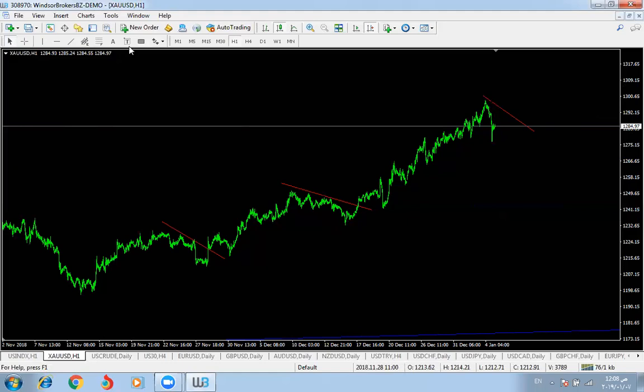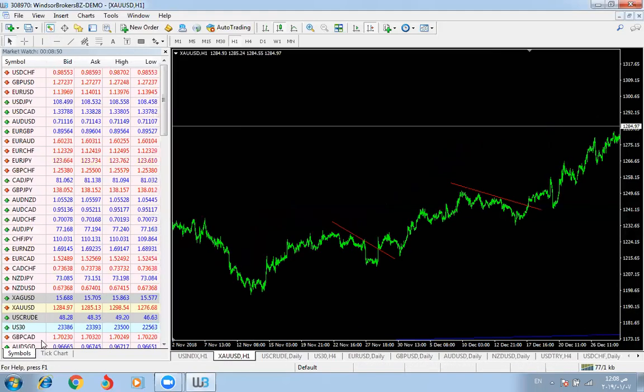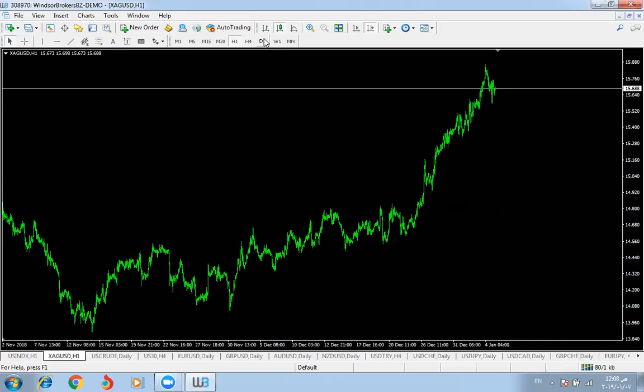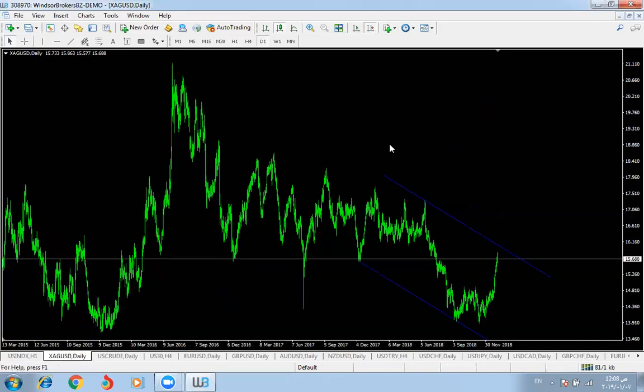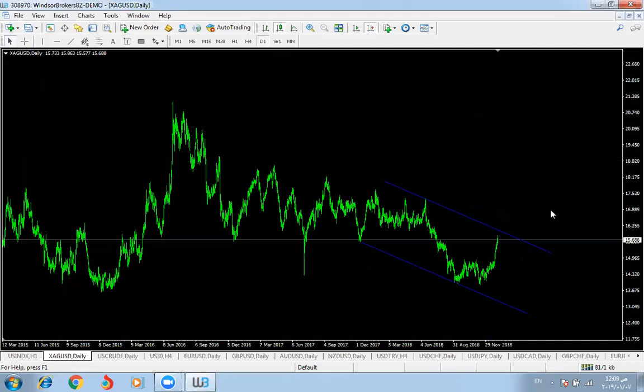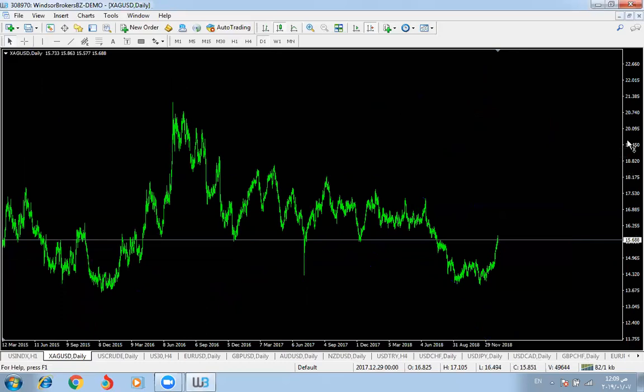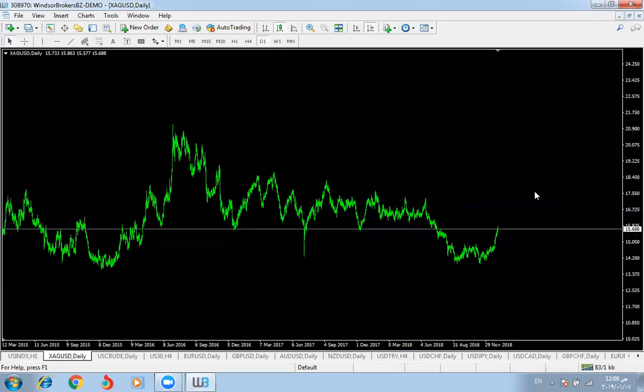I will show you the silver. I'll show you the silver market. We will go to daily time frame. This is regarding silver. Very clear.